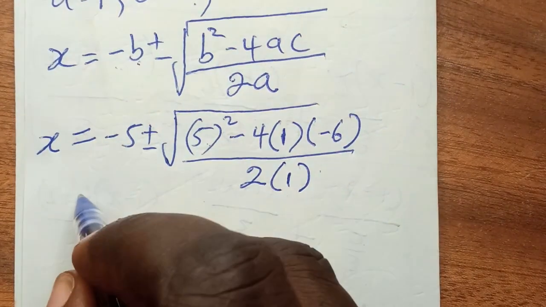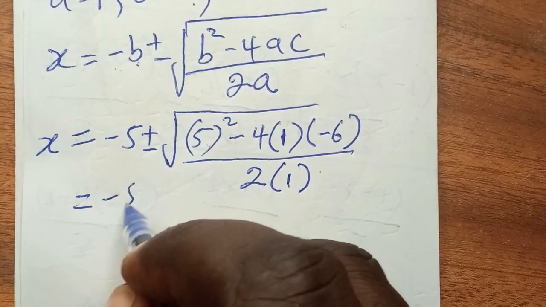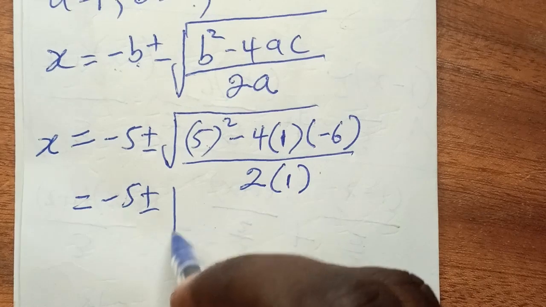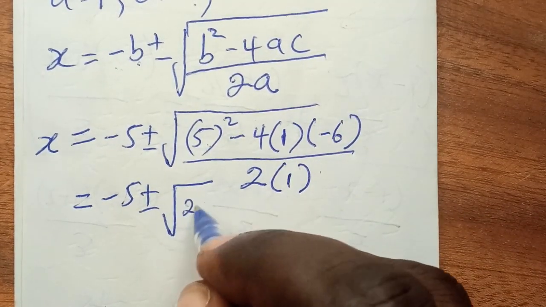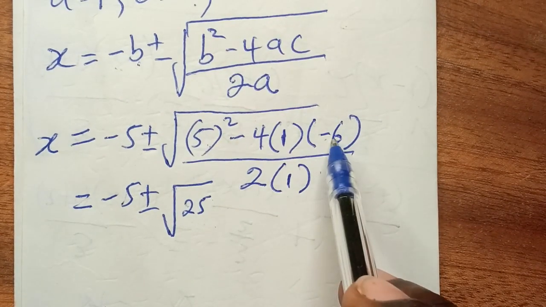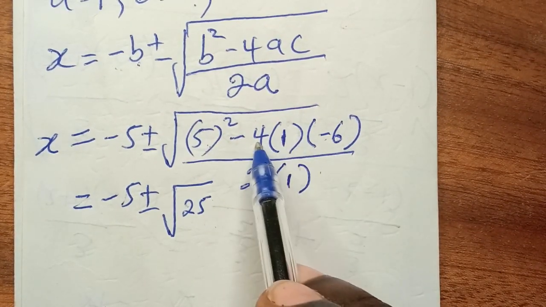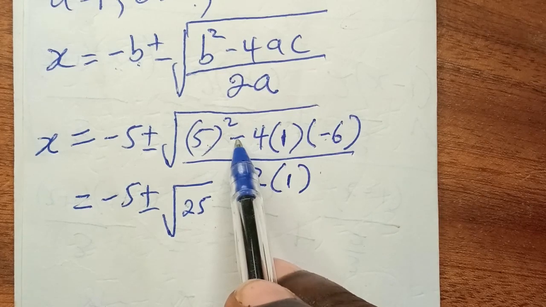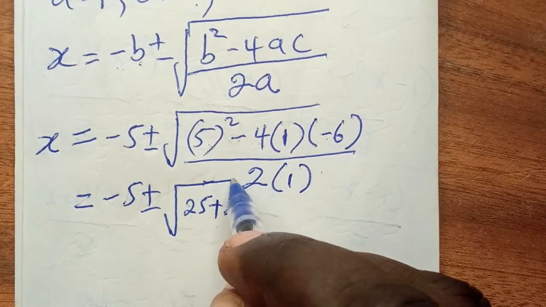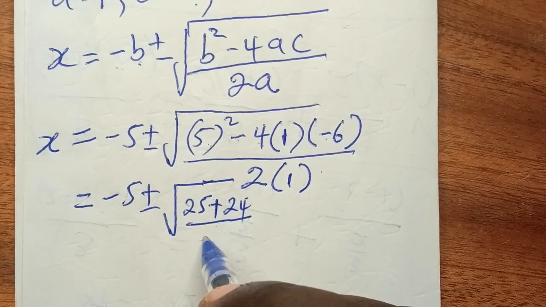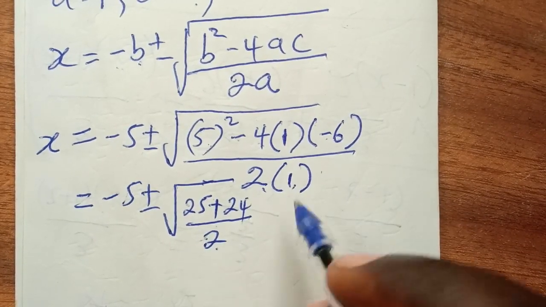So we have already substituted the various values. Now this is equal to, it's still the minus 5 that is here, but plus or minus, let's do it again. So 5 squared is 25. So 6 times 4 is 24, but the minus times the minus gives plus, so plus 24. As you can see here, divided by 2, because 2 times 1 is still 2. So we have this now.